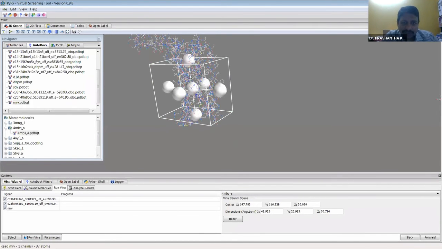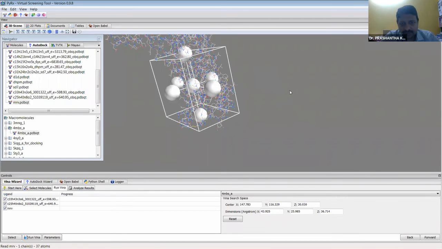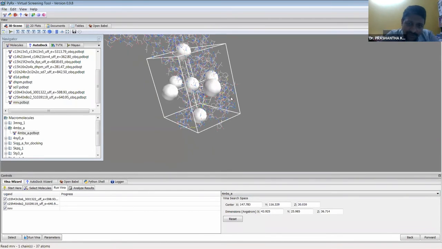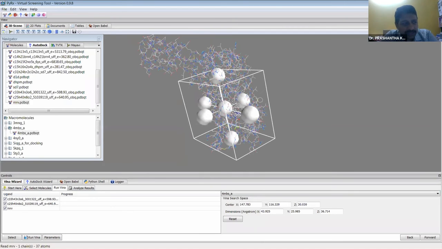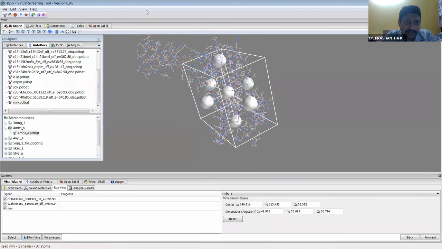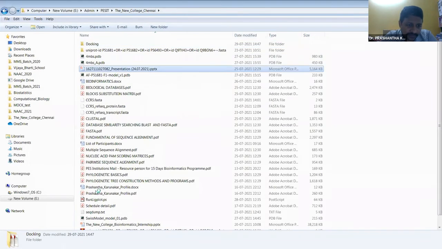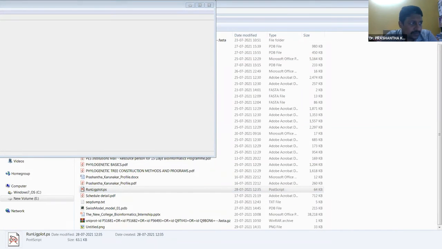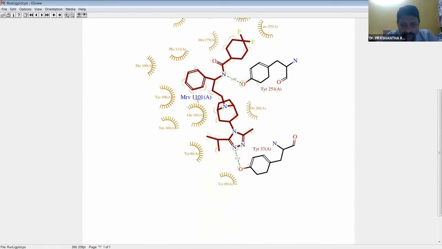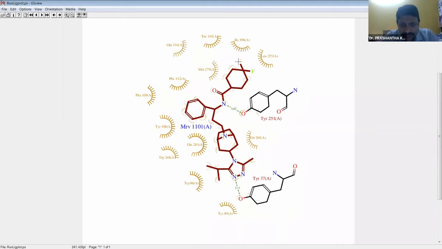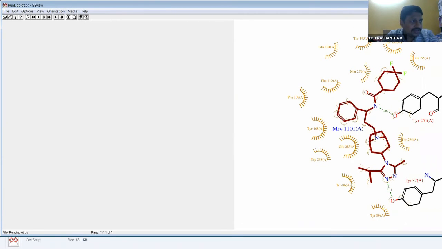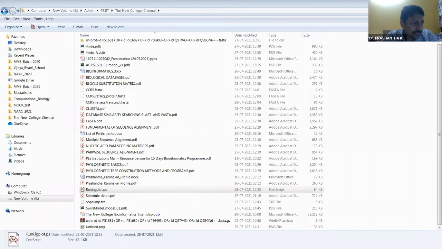Now in this view, it becomes too difficult to know where those important residues are. These are the residues where the Maraviroc is interacting. That's why I asked you yesterday to make a note. Label these residues and we can see where they are present in this structure.